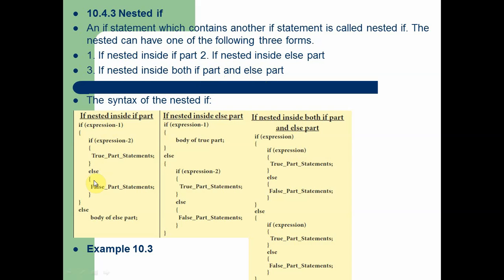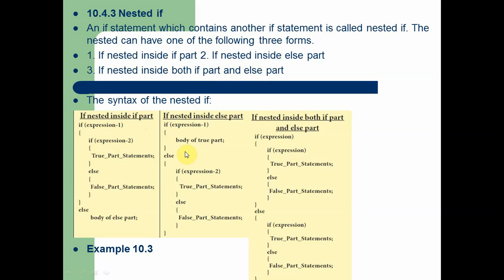So here you can see the syntax. If nested inside the if part. Here you can see if else, and there is another if else statement, but it is nested inside the if block, that is the true block. So this is the first type of nested if.